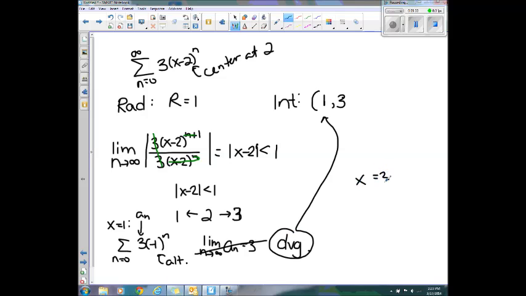If we let x equal 3 and look at the series that's created, we have 3 times 1 to the n power, or I'm just adding up the number 3 an infinite number of times. Since 3, as n goes to infinity, goes to 3 and not 0, the nth term test tells us that we diverge at that endpoint as well, which means my interval of convergence for this series is the open interval from 1 to 3.